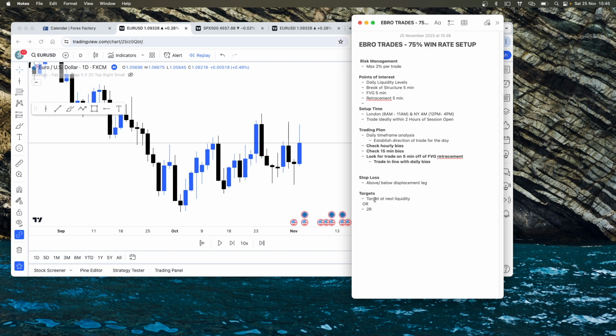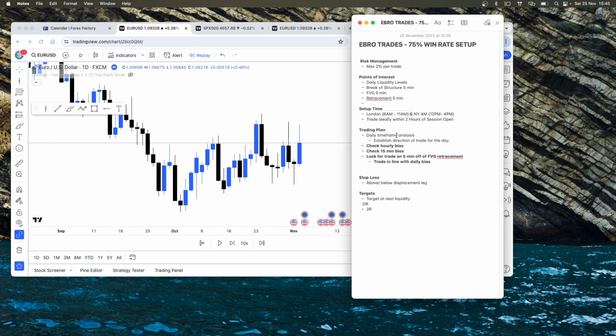Targets will always be at next liquidity, or I'll always be looking to target around 2R. Though sometimes, honestly, I'll settle for 1R. I'm a very realistic trader. I don't look for crazy risk reward ratios. I take very low risk, very stable trades where I have a high chance of hitting TP.